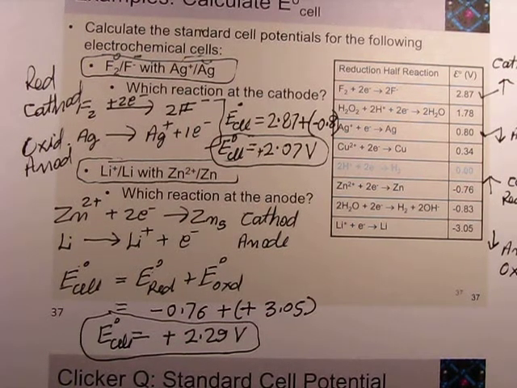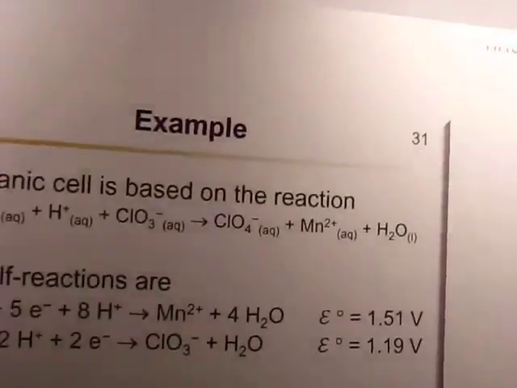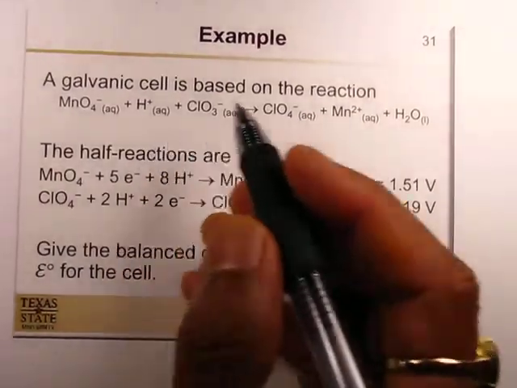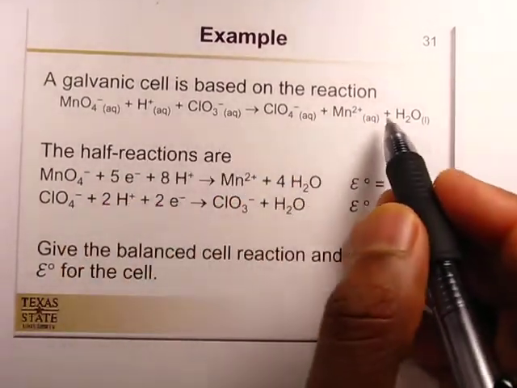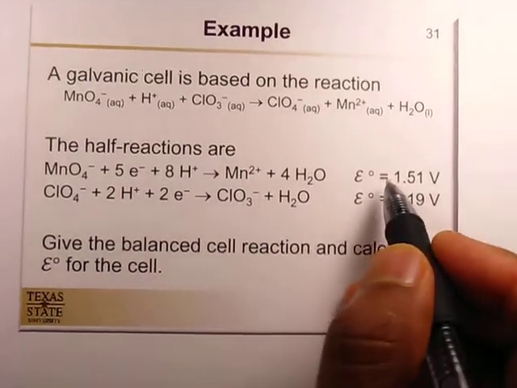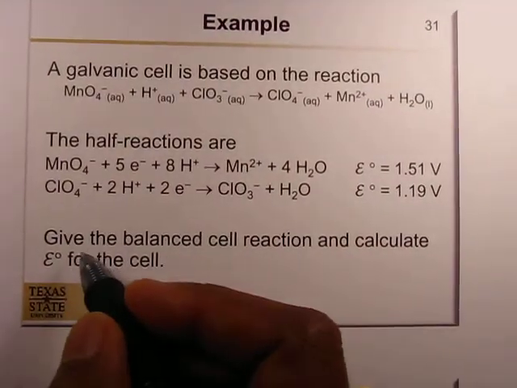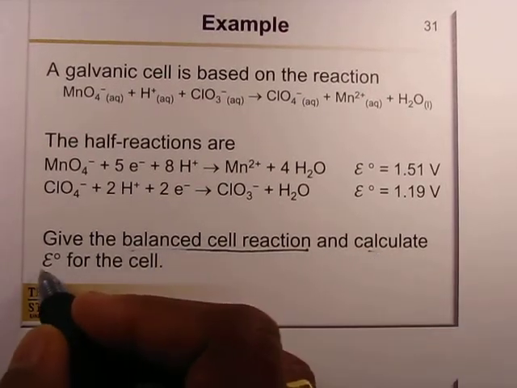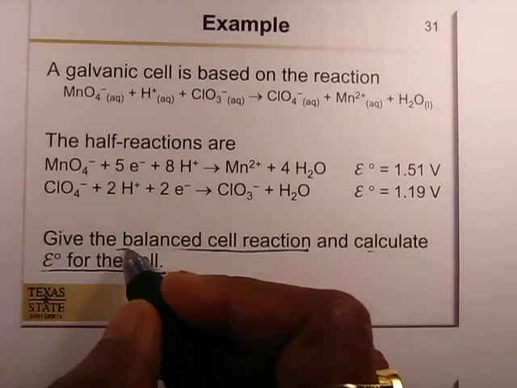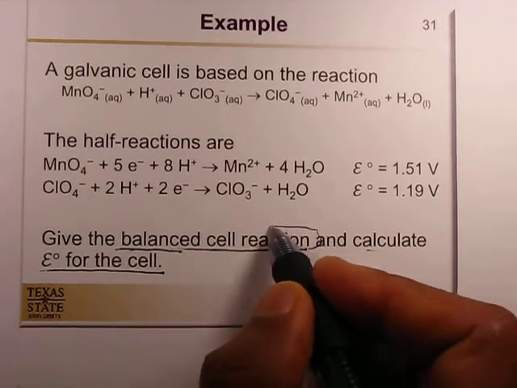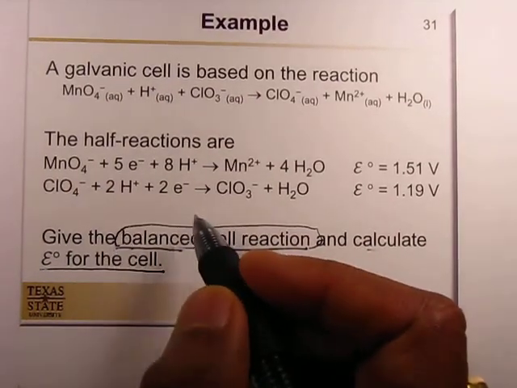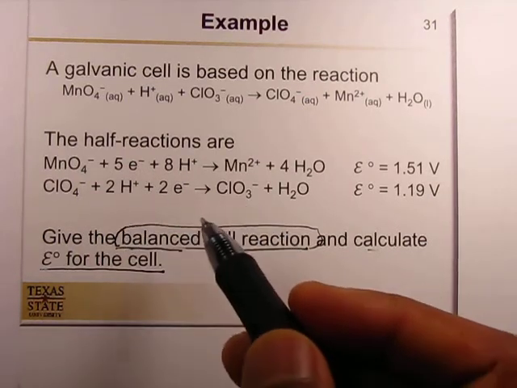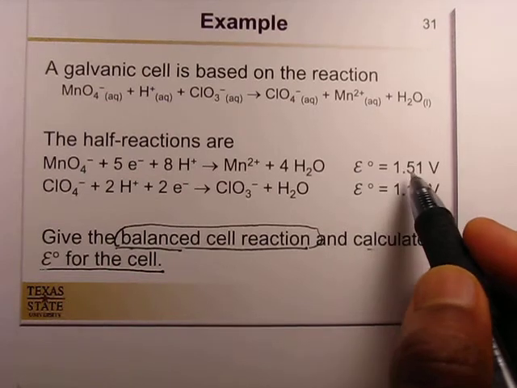Let's take one more example here. In this question they are saying that a galvanic cell is based on this reaction, and half reactions are given. Give the balanced cell reaction and calculate the E0 cell. Here I am not going to calculate the balanced reaction, because whether you multiply this reaction by 1 time or 10 times, or a million times, E cell doesn't change.